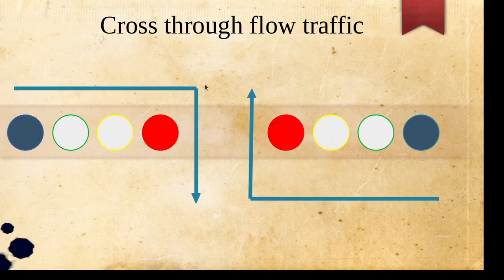Now we will see how we can simulate the behavior of cross-through flow traffic. Here we will turn on the red LEDs to indicate there won't be any movement from left to right and from right to left. But here there will be a flow from left to downwards and from right to upwards. So in this case, we want to show this behavior using the yellow LEDs.